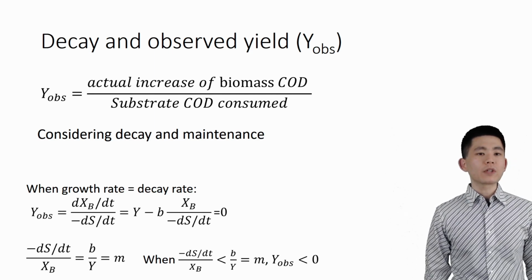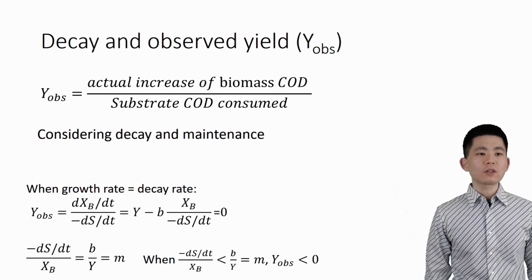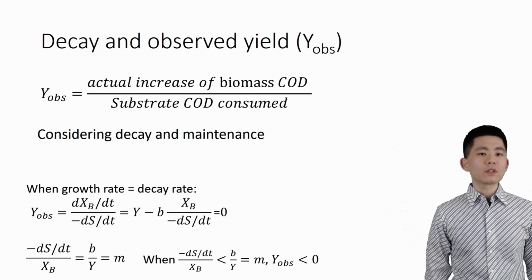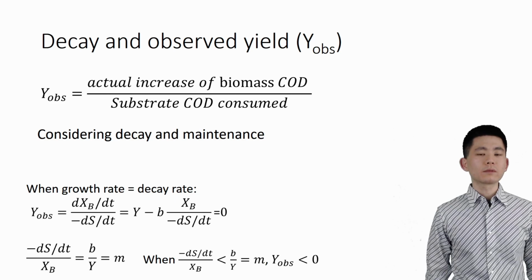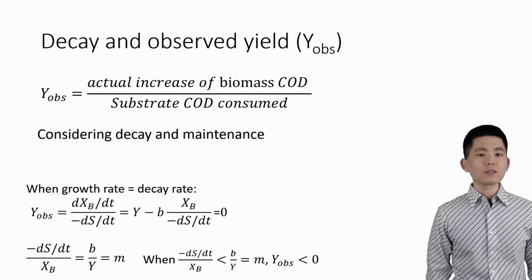When the substrate utilization rate per unit of biomass is smaller than the maintenance energy coefficient, which is b over Y, the observed yield is less than 0. Then the biomass is starved, as there is not enough energy to sustain the energy needs of the biomass.